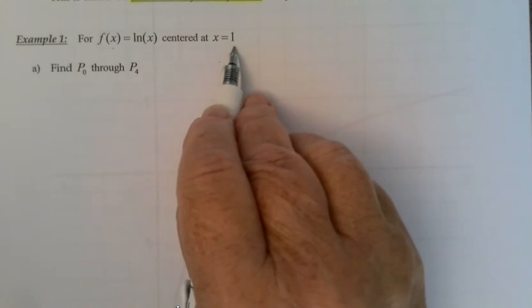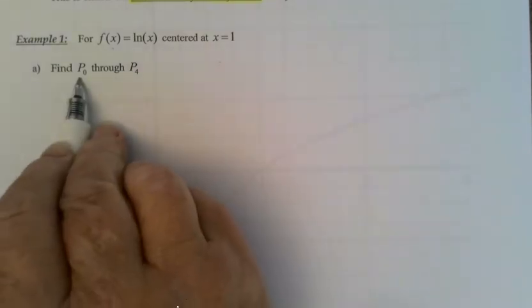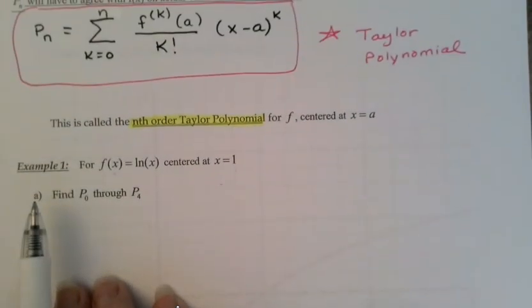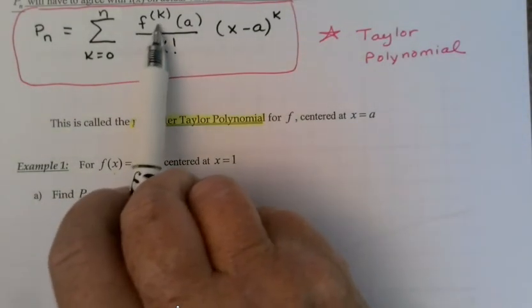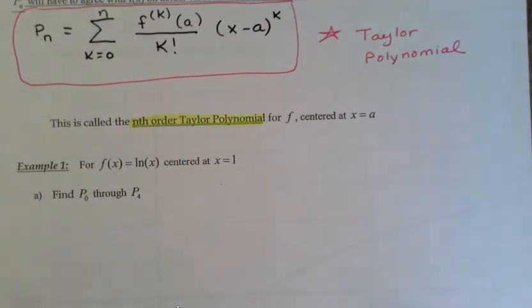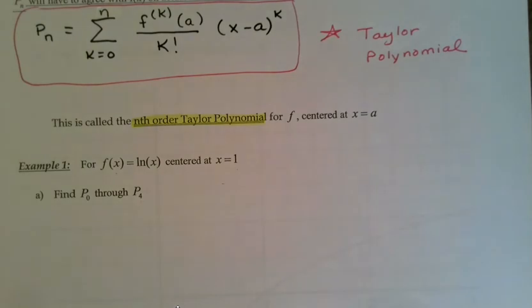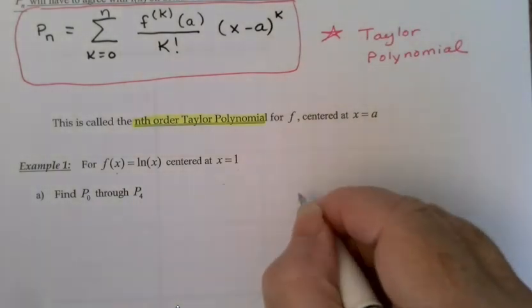So here we go. For f of x equals ln x, centered at x equal 1, I would like to find the approximations p0 through p4. What I always like to do before I start these problems is, I know I'm going to continue to need derivatives: the first derivative, then the second derivative and the third derivative and so on. So I like to start by making myself a little table of those derivatives off to the side, and that allows me to quickly grab them when I need them. So let's see here.